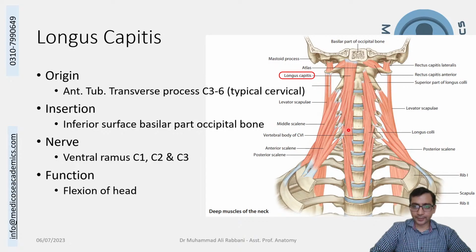Then there comes the longus capitis. Longus capitis is attached to the base of the skull superiorly, the base of the occiput, and below it has the same attachment as the scalenes anterior, that is the typical cervical vertebrae, C3, C4, C5, C6 transverse processes. So this is longus capitis. It helps in the lateral flexion and anterior flexion of the neck when two of them are working together.